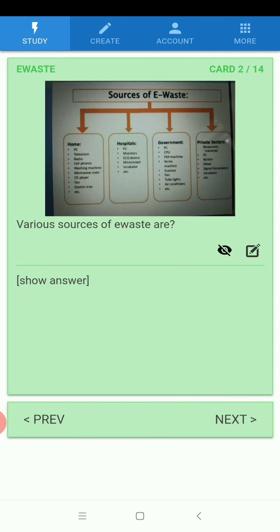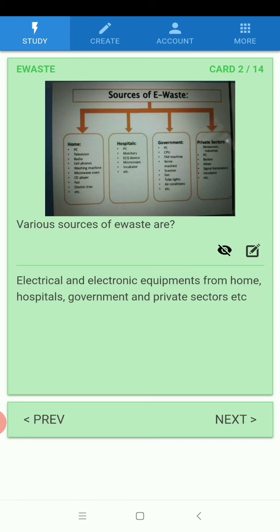Next, what are the various sources of e-waste? Equipment like televisions, radios, cell phones, washing machines, etc. from homes, and monitors, ECG devices, microscopes, and various other electronic devices from hospitals, and fax machines, Xerox machines, scanners, tube lights, etc. from government, and boilers, incubators, etc. from private sectors. They all are sources of e-waste.